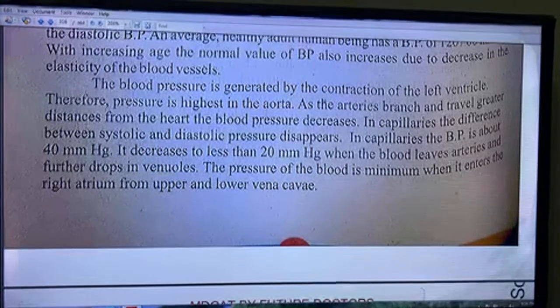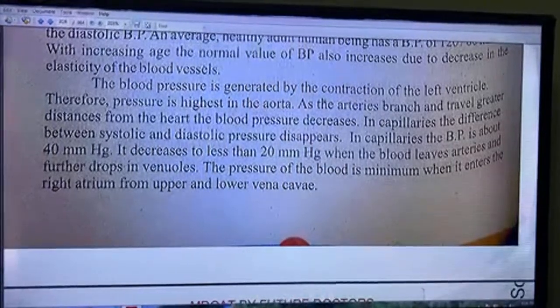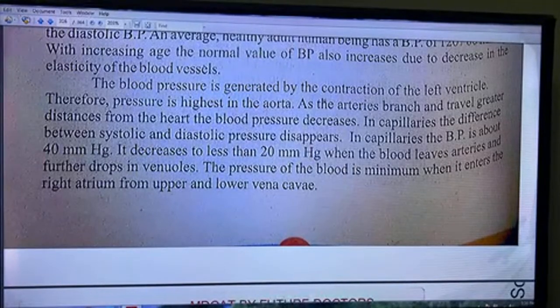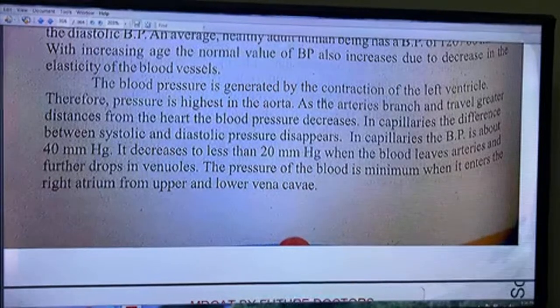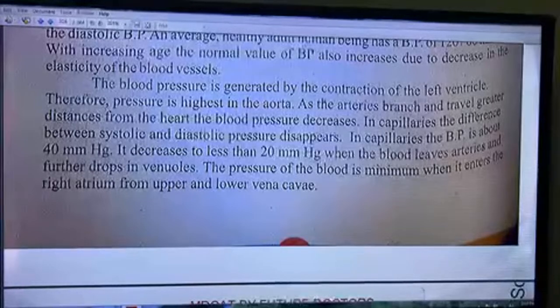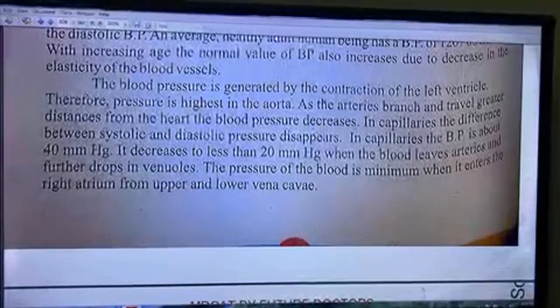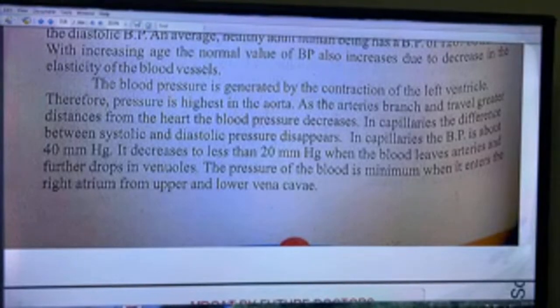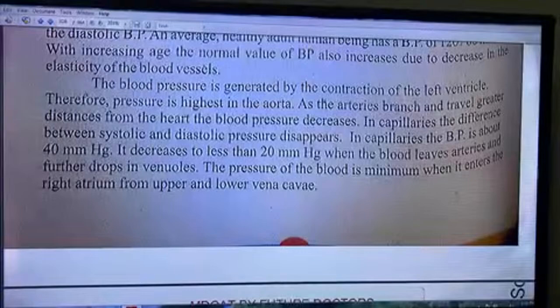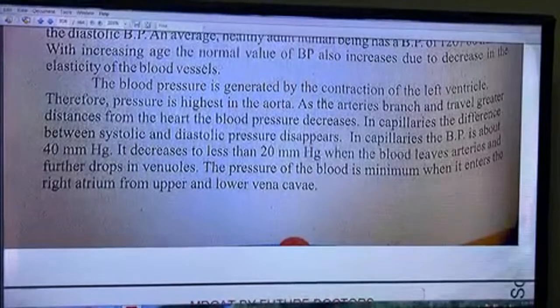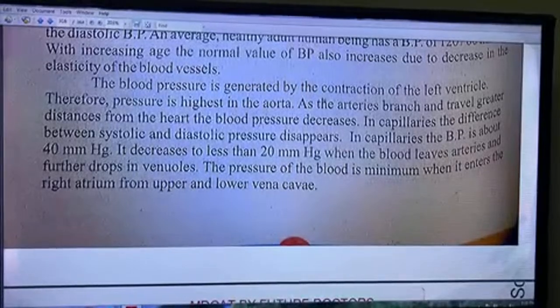The blood pressure is generated by contraction of the left ventricle. Therefore, blood pressure is highest in the aorta and decreases as the arteries branch and travel greater distances from the heart. The blood pressure decreases in capillaries, and the difference between systolic and diastolic pressure disappears. In capillaries, blood pressure is about 40 mmHg. It decreases to less than 20 mmHg when the blood leaves the arteries and further drops in venules. The pressure of blood is minimum when it enters the right atrium from the upper and lower vena cava.